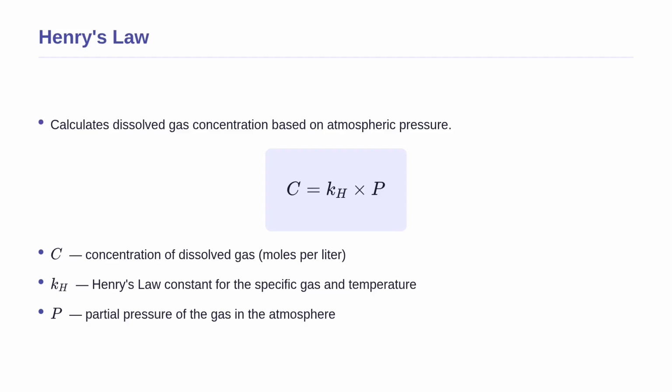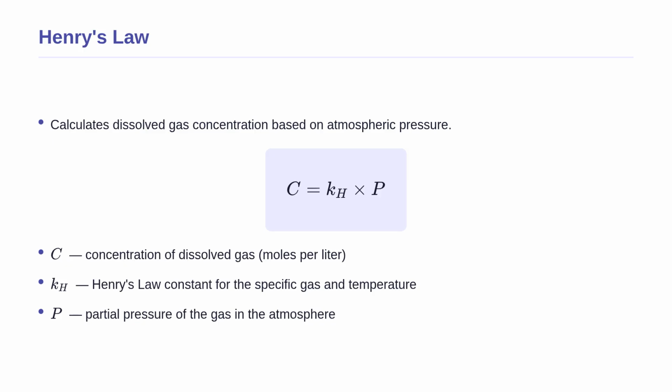Now that we understand what dissolved oxygen is, let us look at how we can calculate its concentration using Henry's law. Conceptually, this formula tells us that the amount of gas dissolved in water is directly proportional to how hard the atmosphere is pushing that gas into the water.